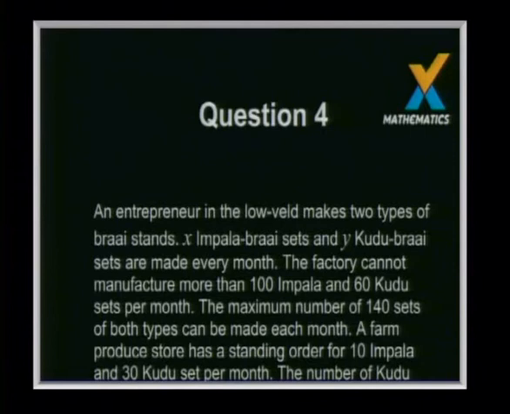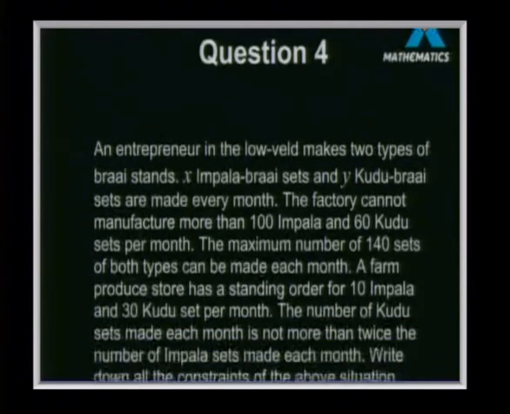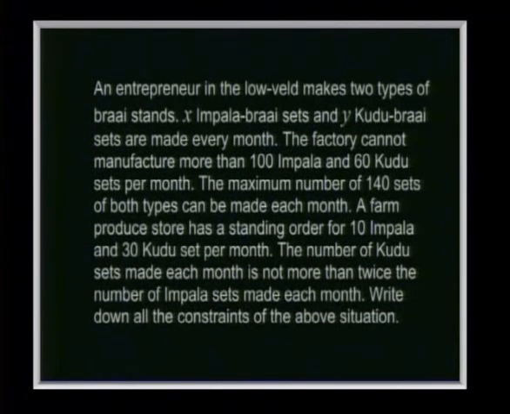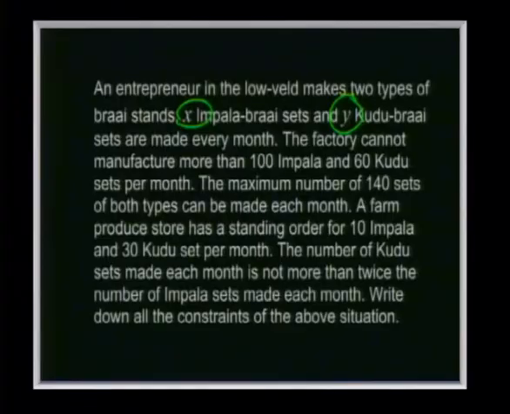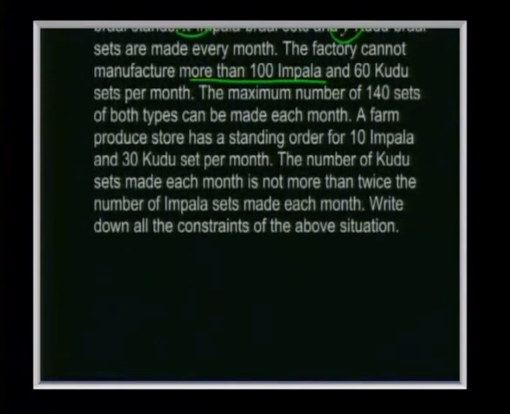Right, moving to question 4. Now, question 4 deals with an entrepreneur in the Lowveld making 2 types of braai stands. Sounds like a good option. X Impala braai stands, probably the small ones, and Y kudu braai stands, probably the ones where you can put a whole family's cheese inyama on in one shot. The factory cannot manufacture more than 100 Impala stands. Okay, so we know straight away that X has got to be less than or equal to 100. Our first constraint.